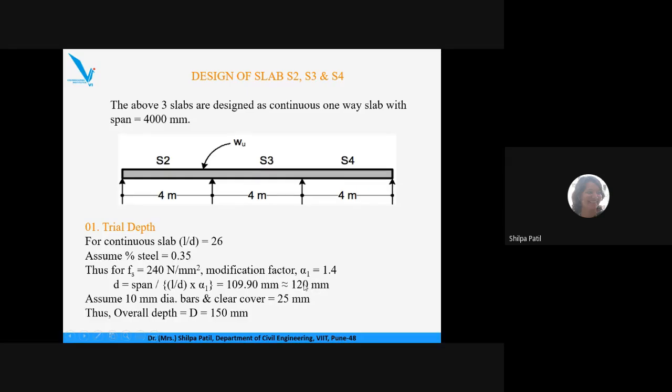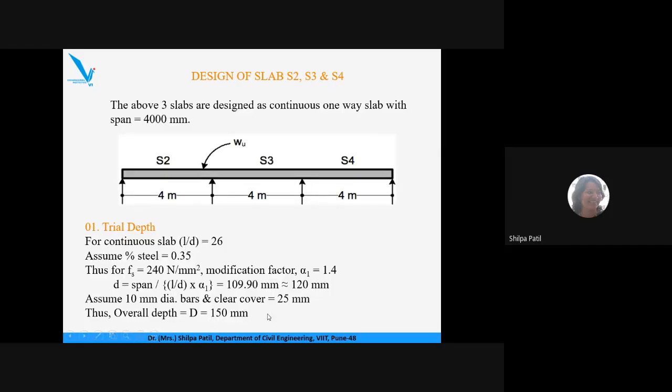So as the value is more, we can assume 10 mm diameter bars. And the clear cover, again for mild exposure condition, we have adopted as 25 mm. So the same value is to be used here. If our diameter of main bar is 10 mm and clear cover is 25, overall depth D can be calculated as effective depth plus half the diameter of the bar plus clear cover, that is 120 plus 5 mm plus 25 mm, that is coming as 150 mm. So the overall depth D for all these three slabs S2, S3 and S4, we are providing 150 mm.